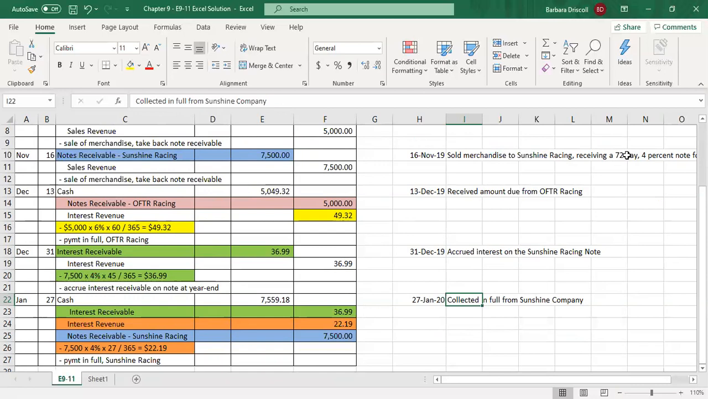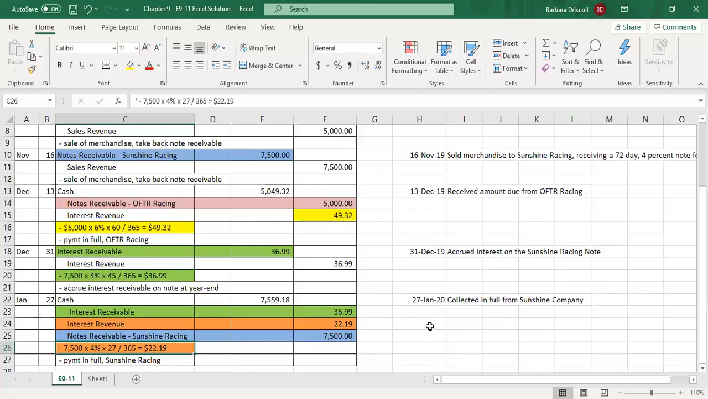On January 27th, 2020, which is 72 days after Sunshine Racing's note was originally issued, they have come forward and are able to pay the full note plus the interest in full. So we are going to receive cash of $7,559.18. We're going to reverse the entire note receivable of $7,500. We are going to reverse the earlier interest receivable of $36.99, but we have to account for the interest that we've earned from January 1st to January 27th. We take our note of $7,500 times 4% times 27 of 365 days to arrive at that $22.19.